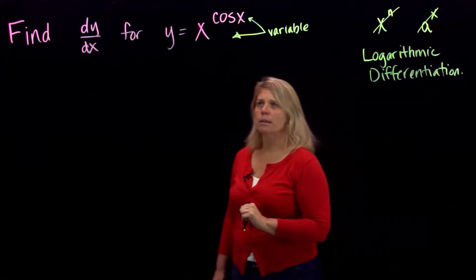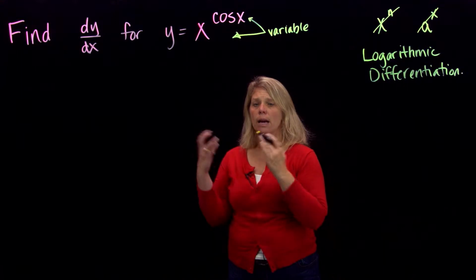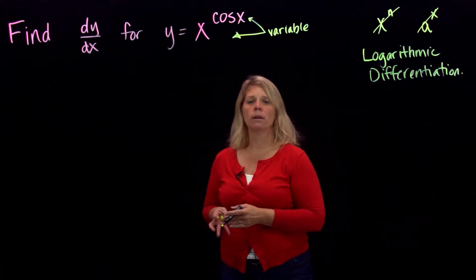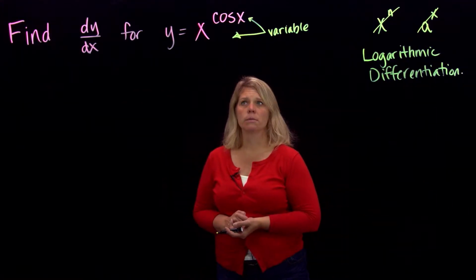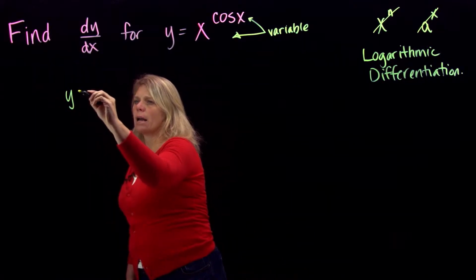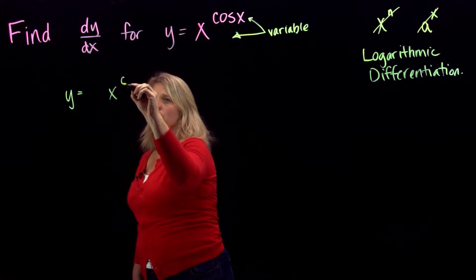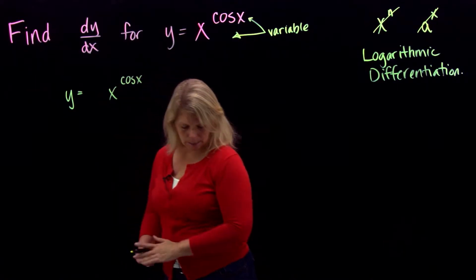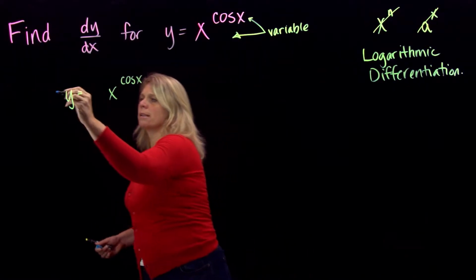Okay, so in logarithmic differentiation, we're going to start by applying the natural log to both sides of the equation, and then we can use a property of logarithms to help simplify. So I have y equals x to the cosine of x, and I'm going to apply the natural log to both sides of that.